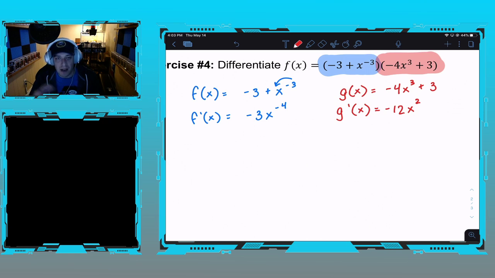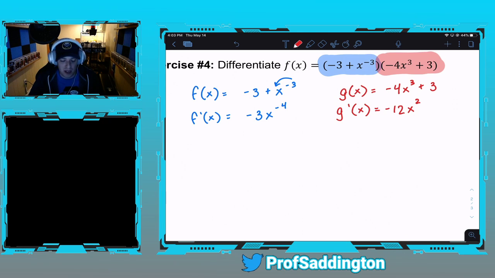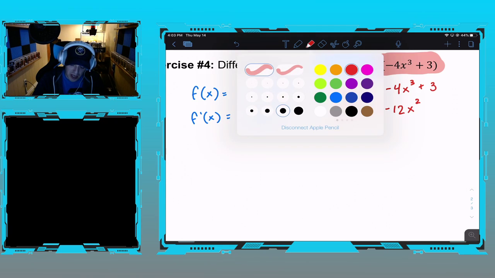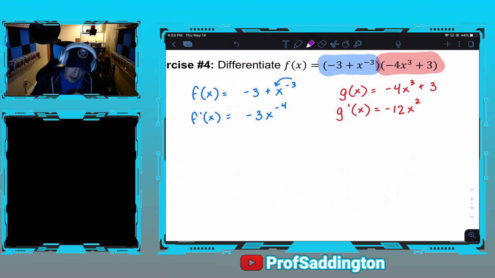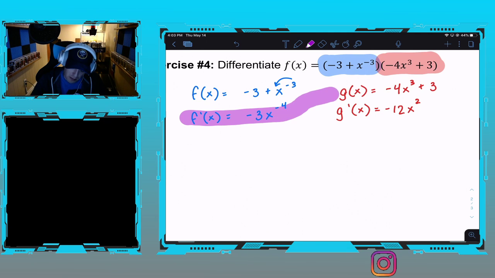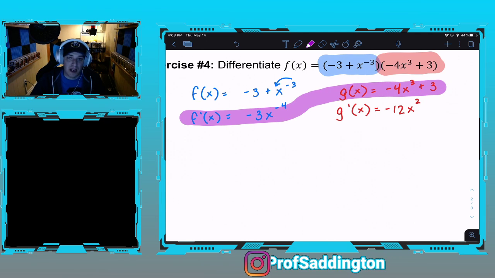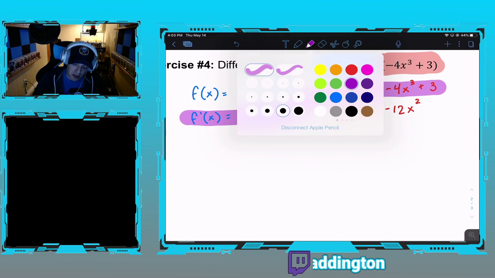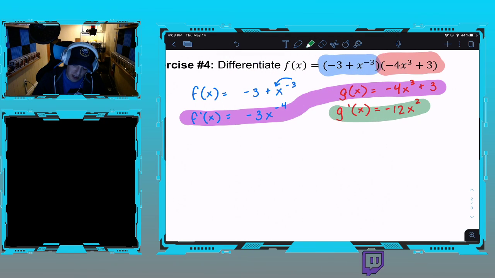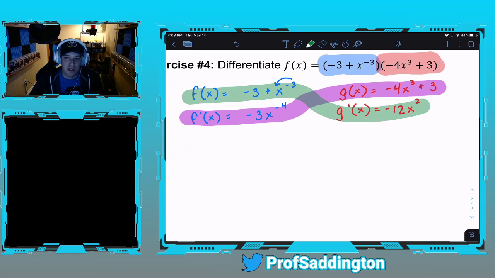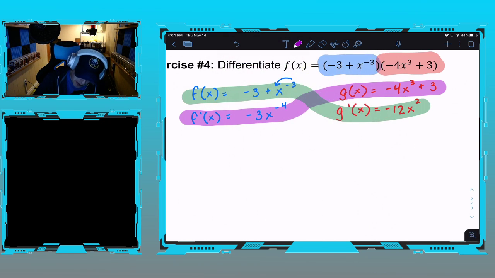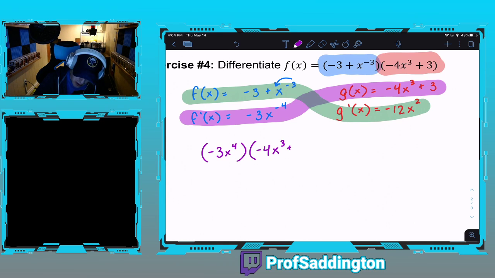After you do the derivative for both parts, we said yesterday that we can do something which I call the crisscross method. You're going to take the derivative of the first and multiply it by the second factor, and then you're going to take the derivative of the second and multiply it by the first factor. So after I multiply these out, I'm going to have negative 3x to the negative 4, multiplied by negative 4x cubed plus 3.